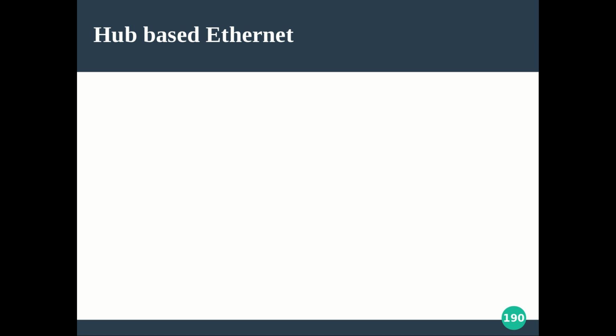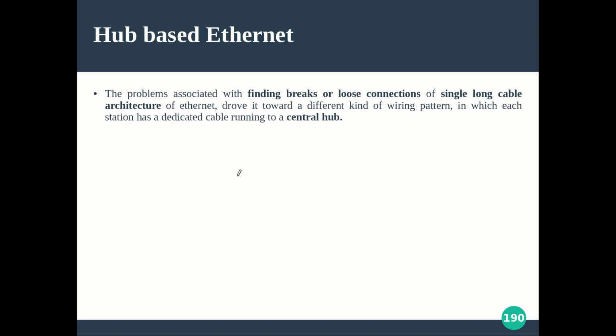The sharing concepts are similar, but instead of a bus topology we are depending on a star kind of topology. And who is sitting at the center of the star topology? That special shared device called a hub. So that is the basic idea. When we are changing the topology, what are the benefits we are getting and what are the cons? The problems associated with finding breaks or loose connections in the single long cable architecture of Ethernet drew it toward a different kind of wiring pattern, in which each station has a dedicated cable running to a central hub.